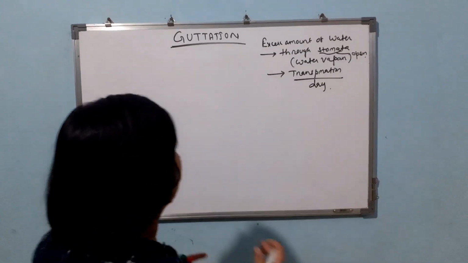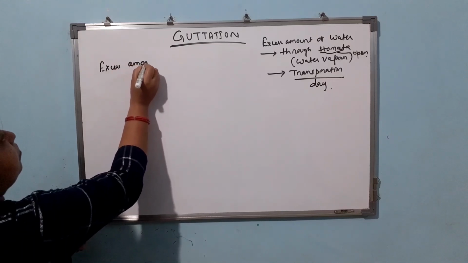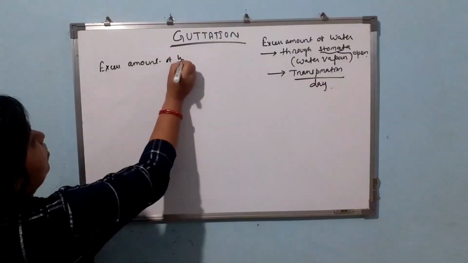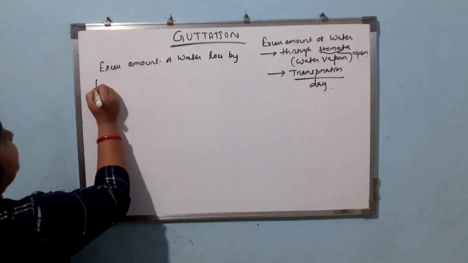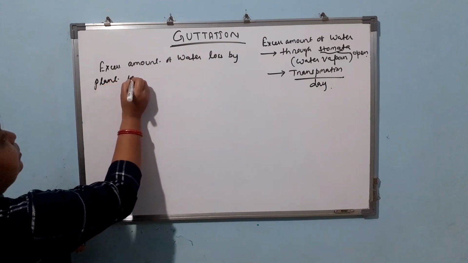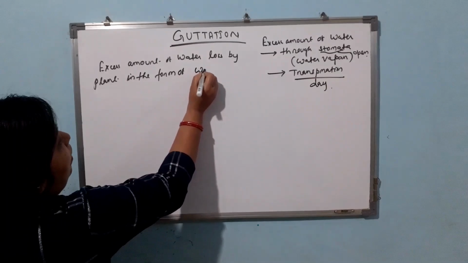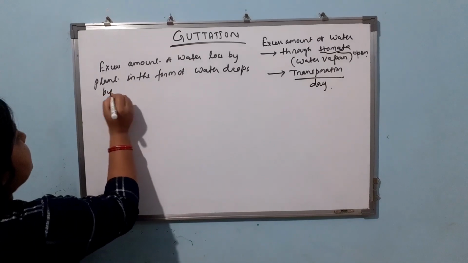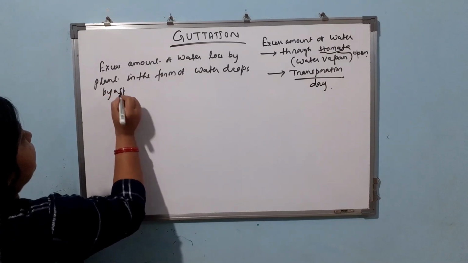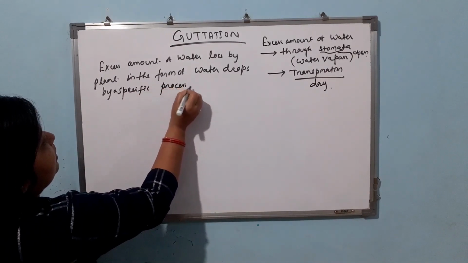This excess water is lost by the plant in the form of water drops by a specific process. That specific process is known as guttation.